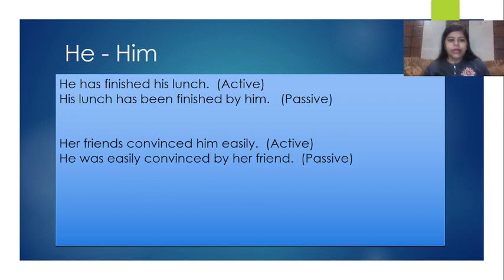Next example: her friends convinced him easily. You can see here that him is there as an object. Here him is written, that is the object of the sentence. So the object will be the subject here, that will be he. Means if we want to make the object the subject, obviously the subjective form will be used. So it will be: he was easily convinced by her friends, right? He will be changed into him and him will be changed into he, because the subjective pronoun is he, and the objective pronoun of he is him.